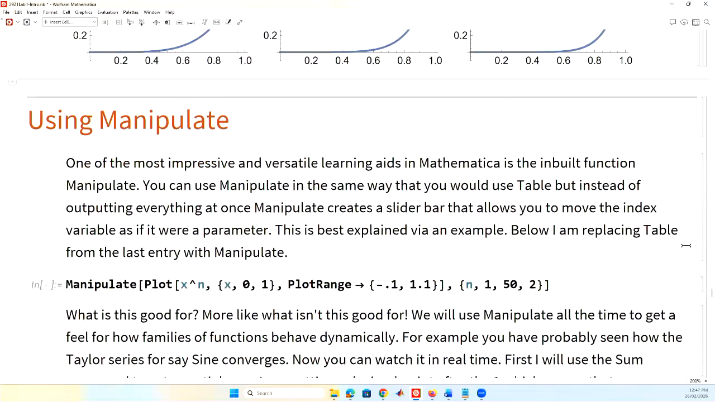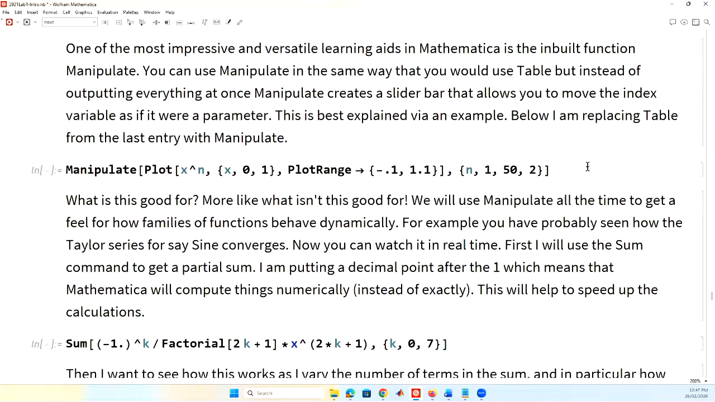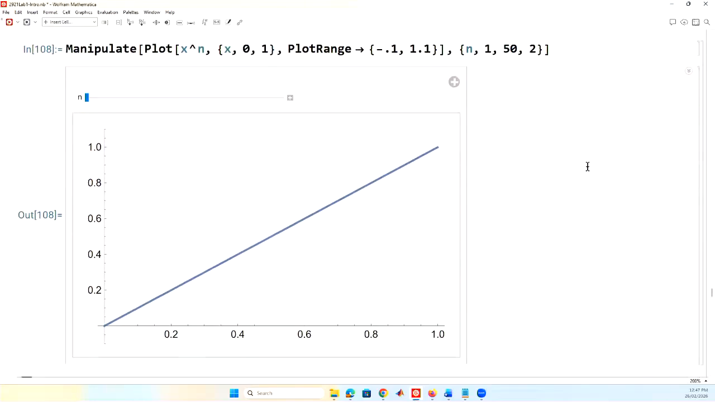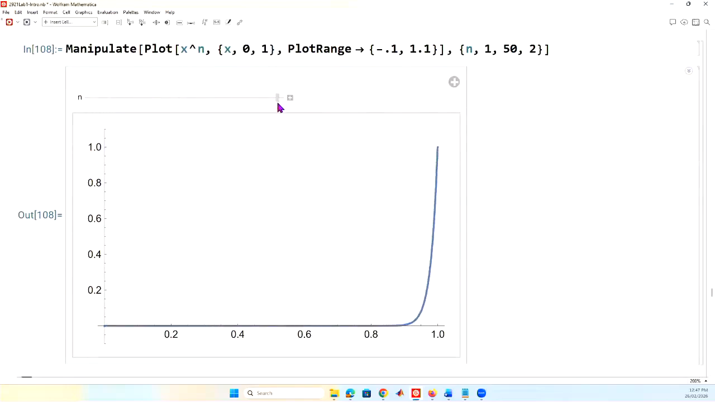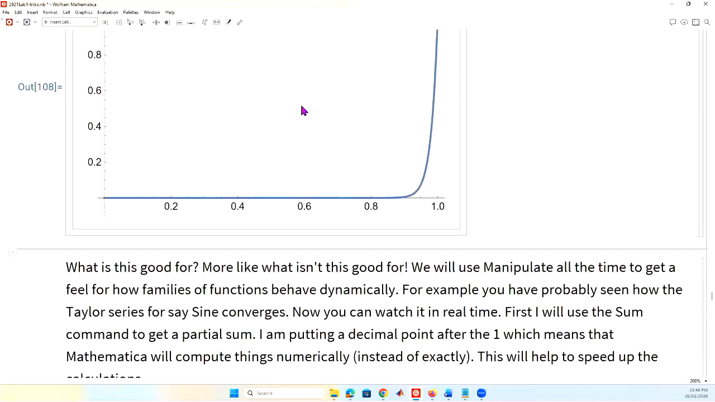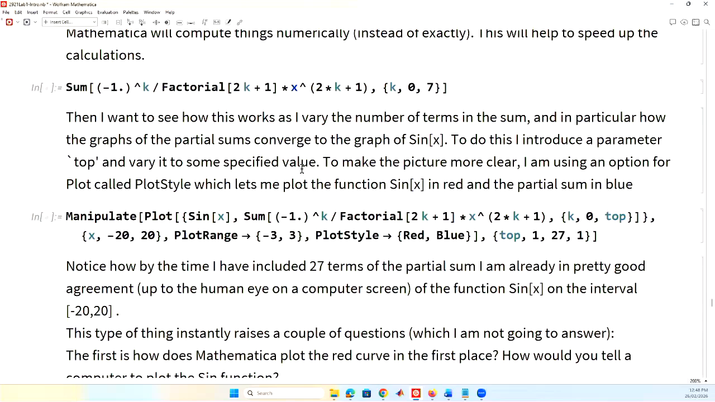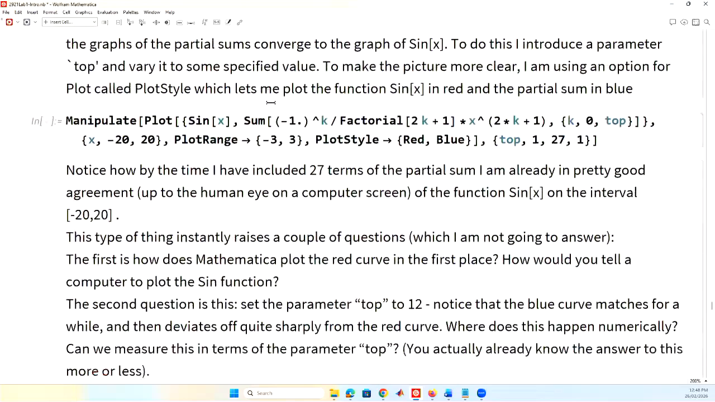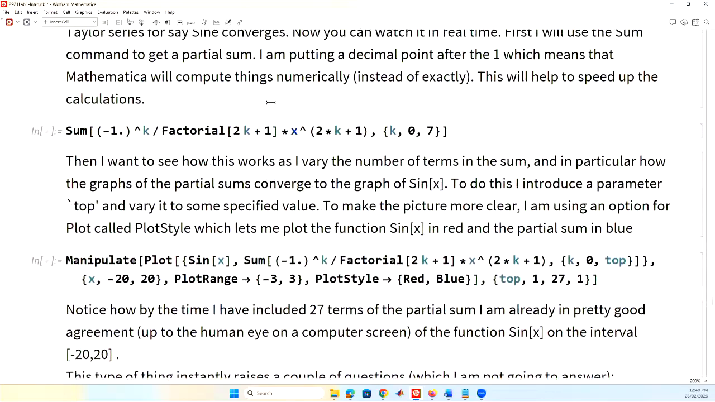And finally, manipulate. This is fun. You can give a range, and you can vary. So here we are varying n between 1 and 50. And you can see as n increases in x to the n, it gets steeper. This helps you play with variables. A really neat one is this last one here. A few more complicated examples. What we're going to do is we're going to look at how the Taylor series for sine of x converges to its true value.